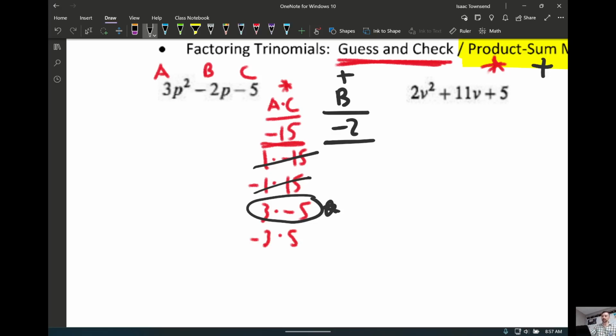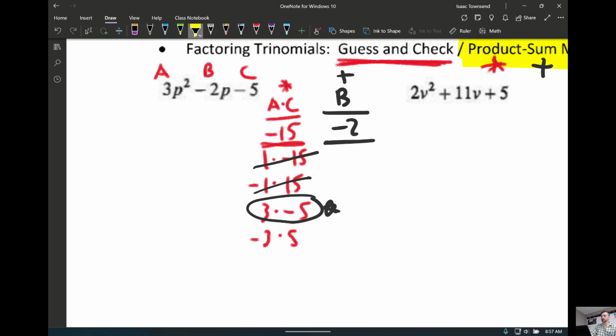That doesn't mean, a lot of times students will tune out here and they think, oh, these are the two numbers that are part of the answer. It must be a plus 3 and a minus 5. I would love for that to be the truth, but that doesn't work that way.